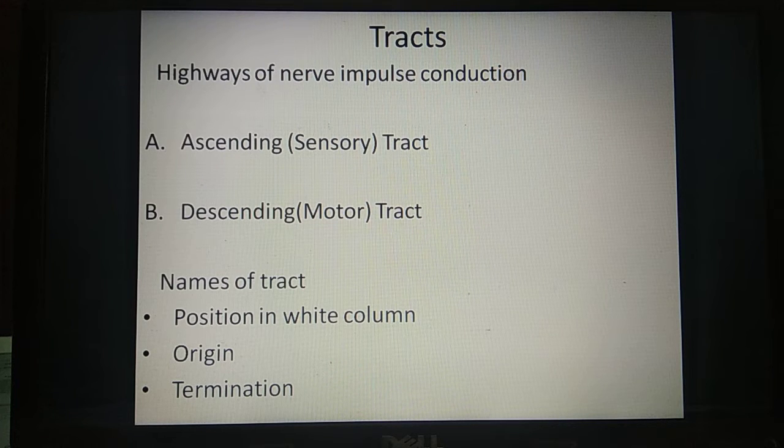Those which carry information of sensations from the spinal cord upward are called ascending or sensory tracts. Those which carry information regarding motor activity from the higher centers downward are called descending tracts. We name the tracts based on their position in the white column, origin and termination. Now to start with, we'll study the first tract.